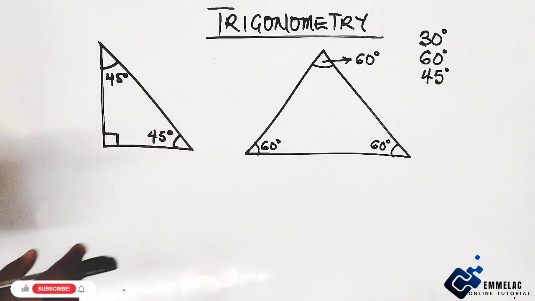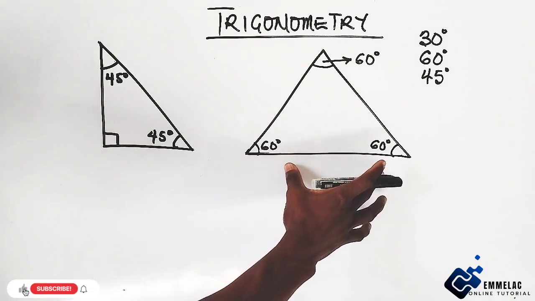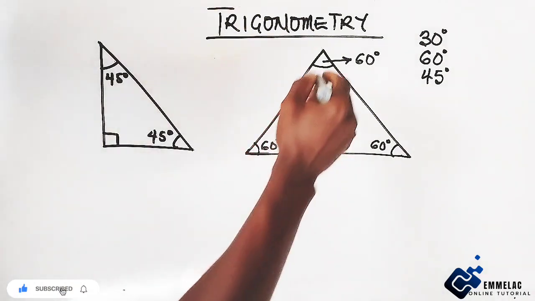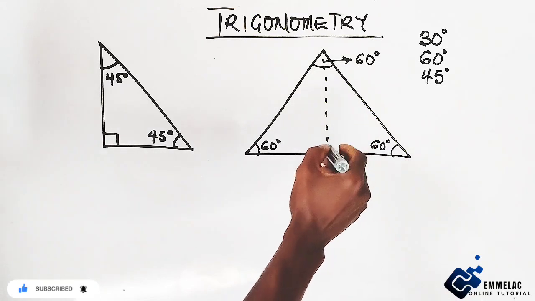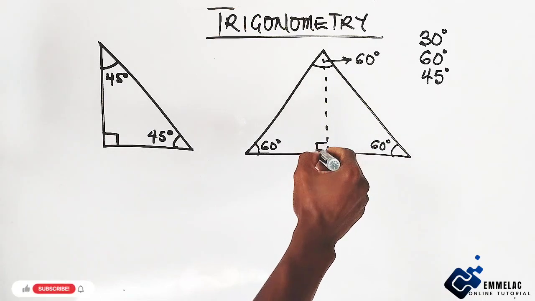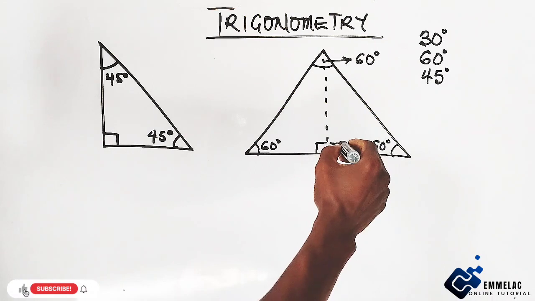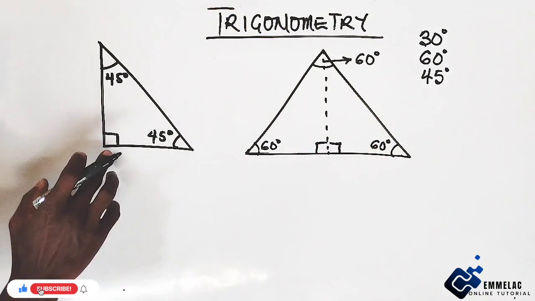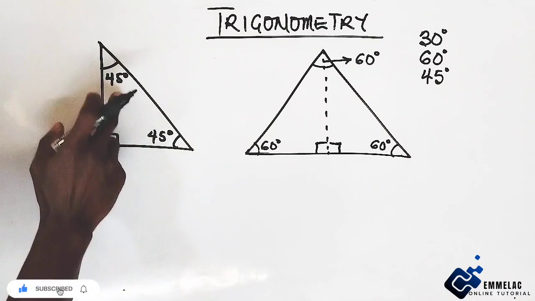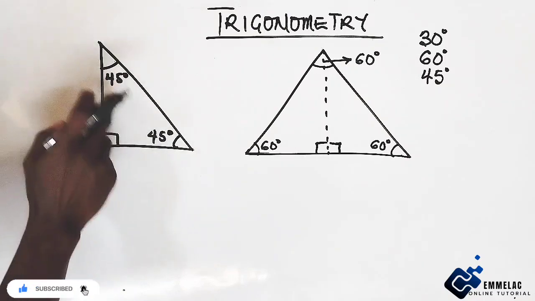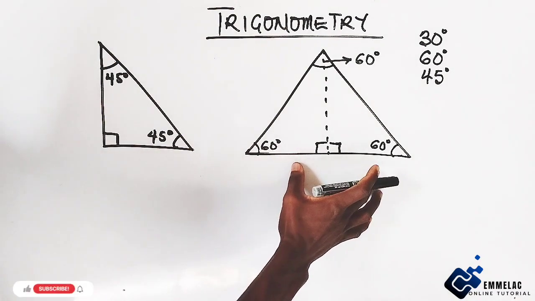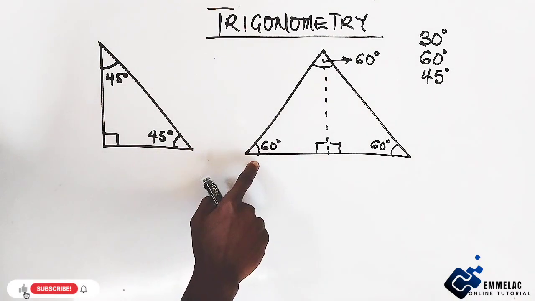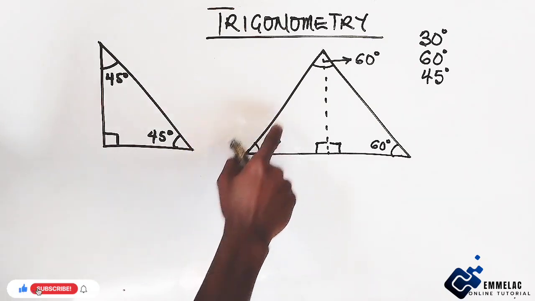And this is also another right angle triangle. You can see here we have a right angle triangle, and here we have a right angle triangle. This is a right angle triangle with 45 degrees as the two other angles, and this is also another right angle triangle, with here 60 and here 30.